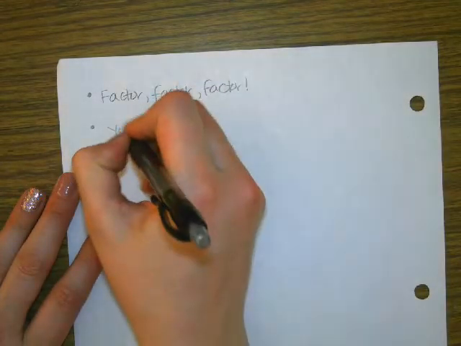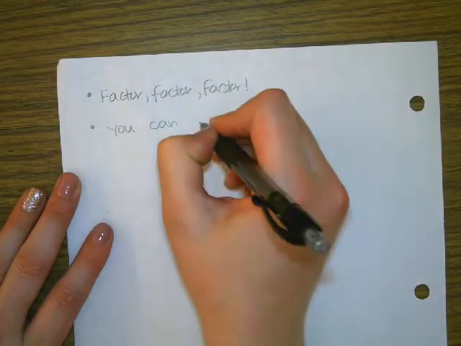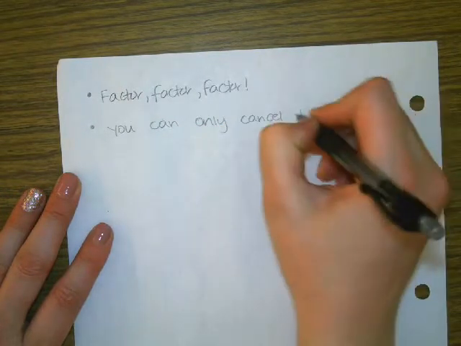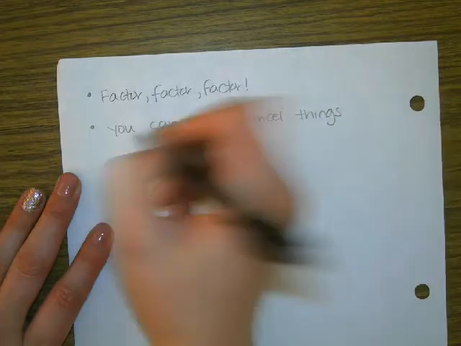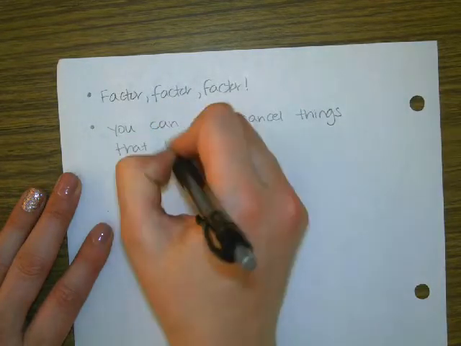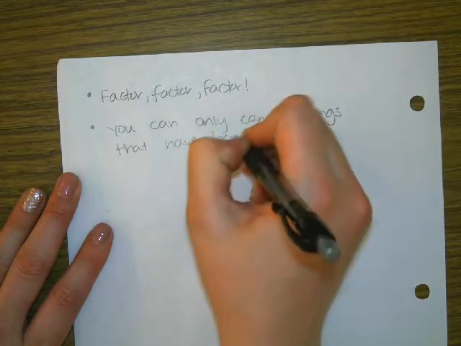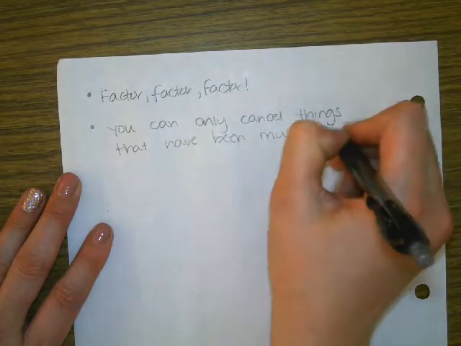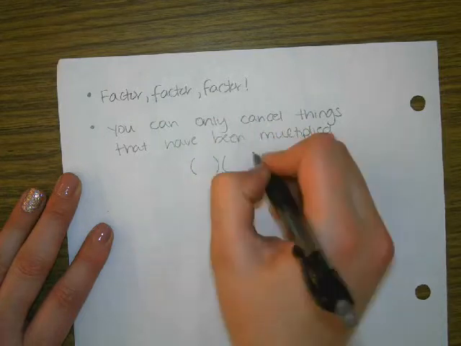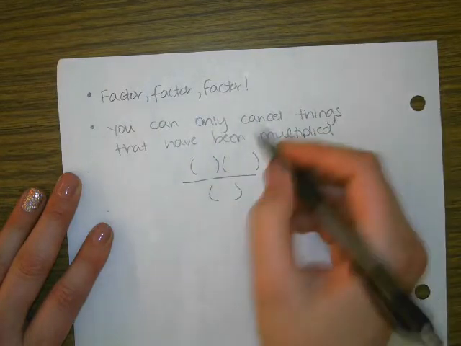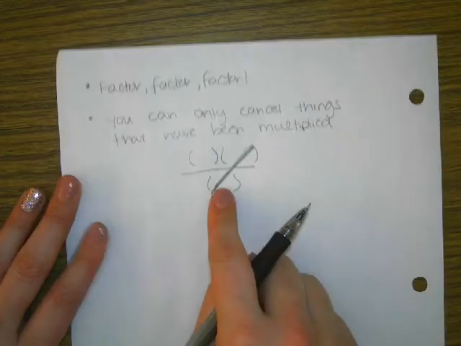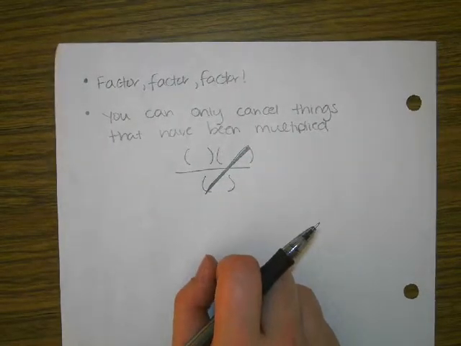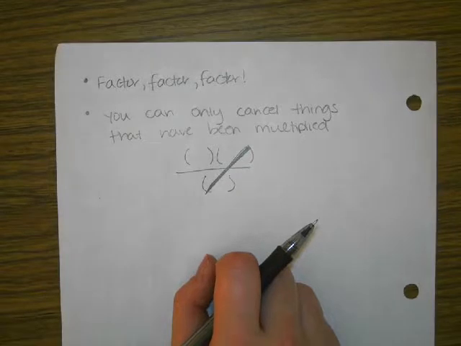You can only cancel things that have been multiplied. So that's going to be two sets of parentheses. I'm going to write it like this so we can see that things that have been multiplied can cancel. Does that make sense how I wrote that? You can only cancel things that have been multiplied.